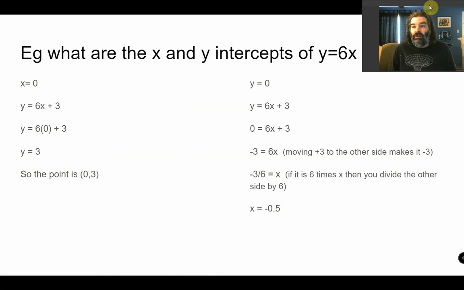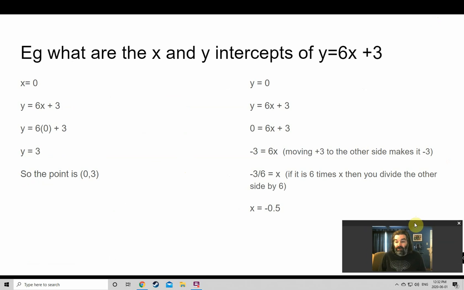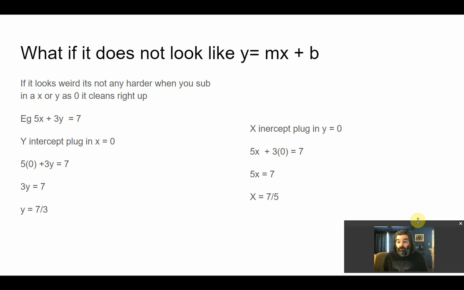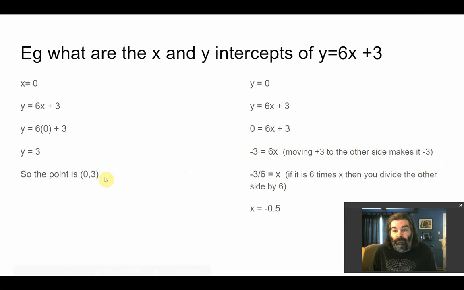So let's try another one. What are the x and y intercepts of this one? So y equals 6x plus 3. So write it out. To find the y-intercept, set x equal to 0. Well, 6 times 0 is 0, plus 3, so y is just 3. What's the x-intercept? Well, we set y equal to 0.